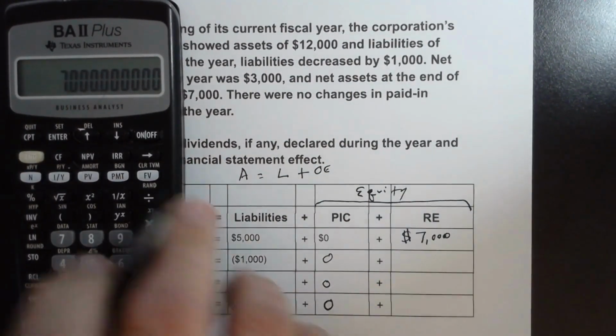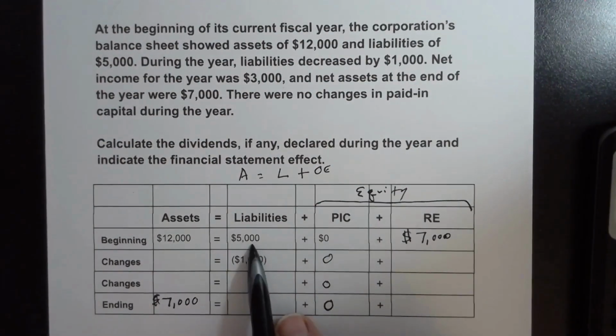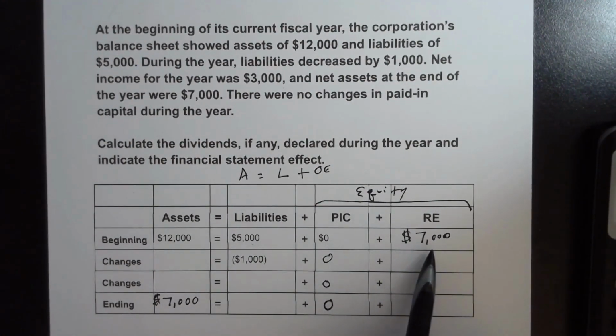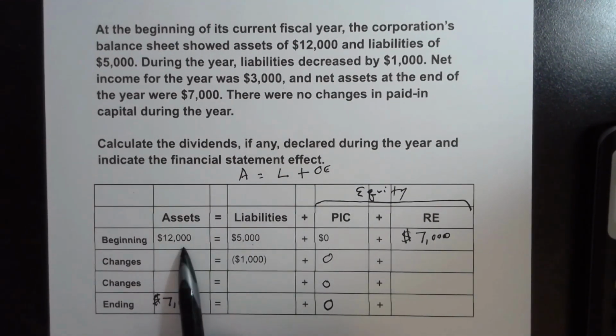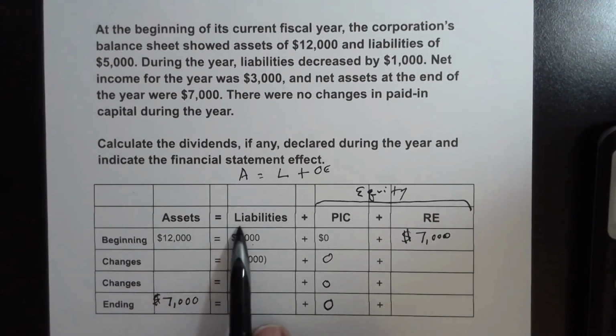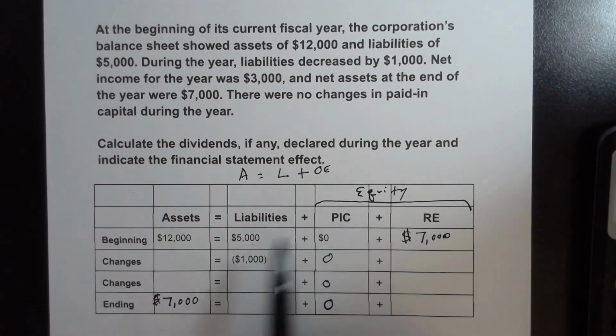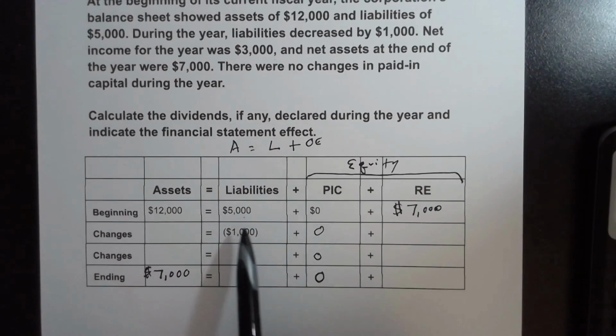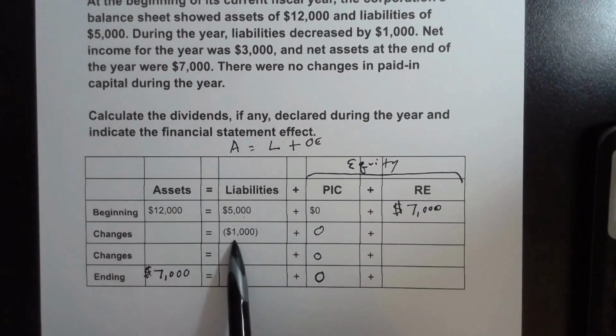So we can find that number out right from the beginning. Again, 5,000 liabilities plus 7,000 retained earnings is equal to the $12,000 in assets. This is just moving things around algebraically. All right, the next thing that we can fill in is we know that the liabilities went down by $1,000. How do liabilities go down by 1,000? Well, that means you pay them down. You pay assets toward them.